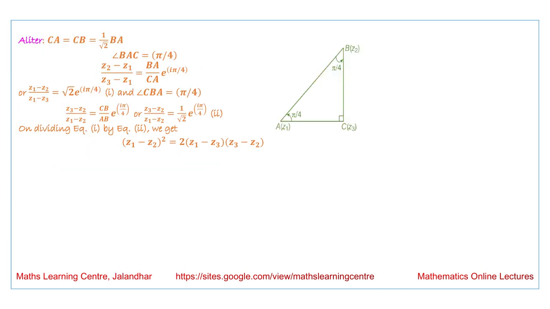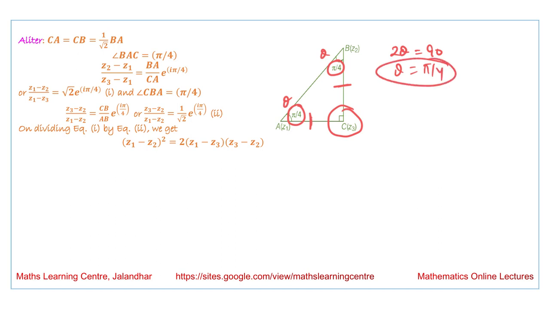And another way to solve this is, we are saying this angle is 90 degrees, and these two sides are equal. Then the value of these two angles will be pi by 4. These two angles will be say theta and theta. So we will have 2 theta is equal to 90, so the value of theta is equal to pi by 4.